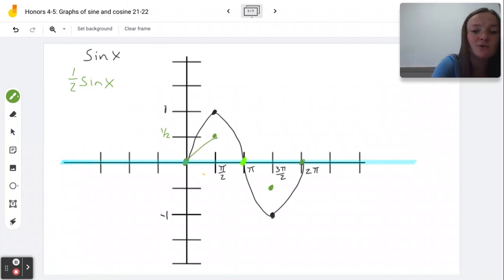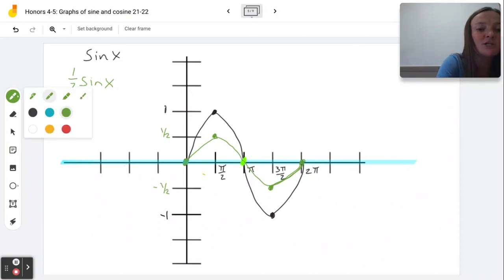And so we can see that the green sine function is really, really similar to the black sine function. The only difference here is that its amplitude is slashed in half, right? So it's not as tall, right? The tallest that it gets is a half. The lowest that it goes is negative a half. And so it's the same function. Okay, let's try the last one.